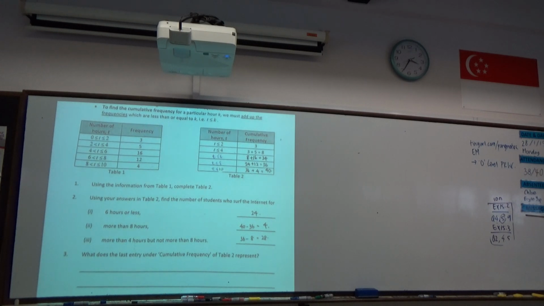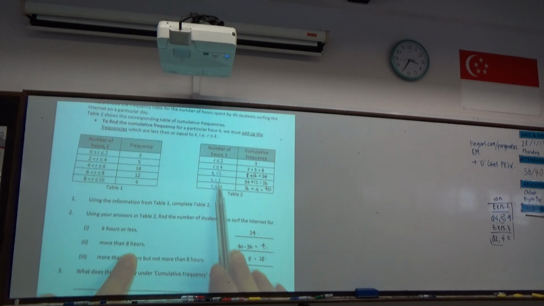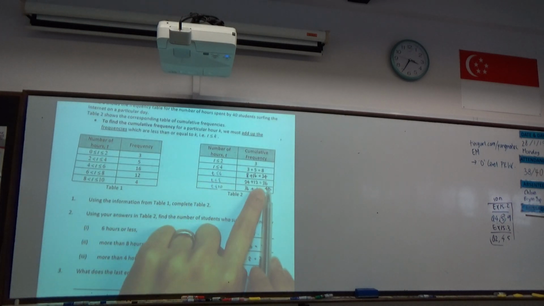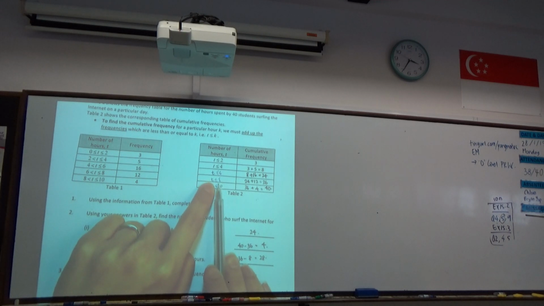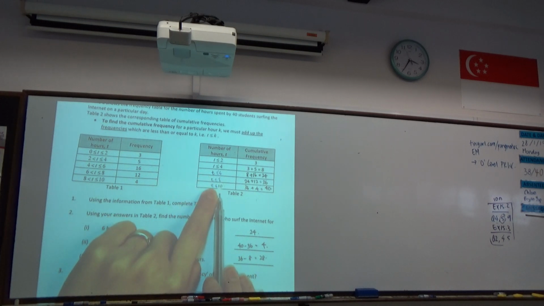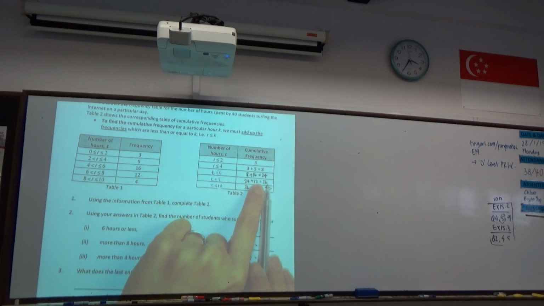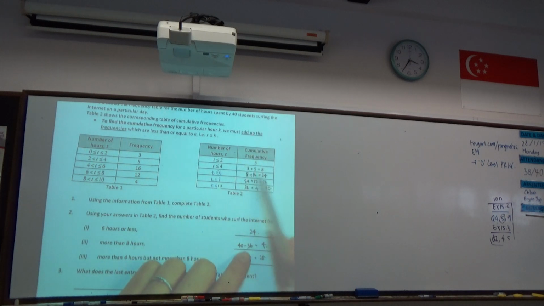So why is more than 8 equal to 40 minus 36? For more than 8 hours, down here it is all less than. There are 36 people who spend less than or equal to 8 hours, but I want more than 8. That means it is between 8 and 10. So that difference will be 40 minus 36. This is a cumulative frequency. You understand?